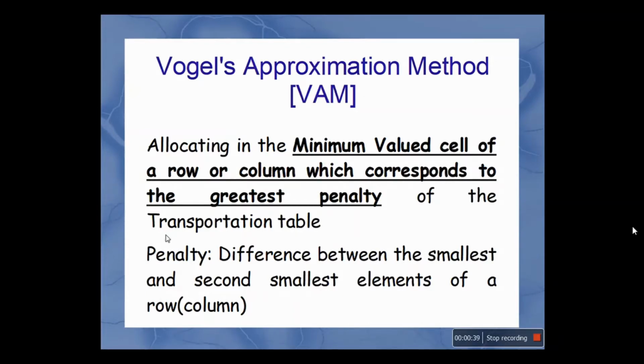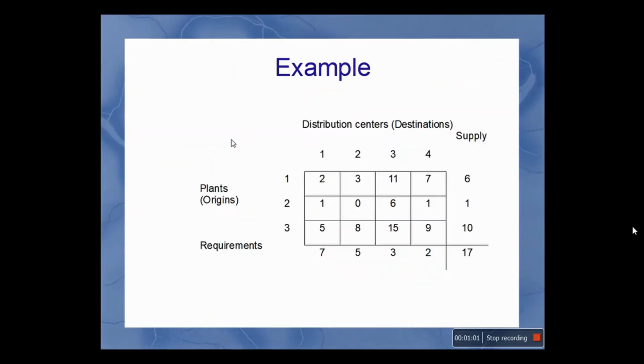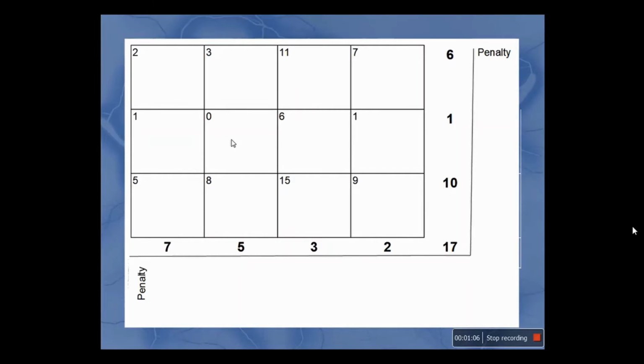Okay, so first of all we are going to find the penalty value. Using this penalty value we are going to identify a row or column of the transportation table to which we are going to make the allocation, and in that row or column we are going to identify the minimum valued cell. Okay, so that is called Vogel's approximation method. Here is our balanced transportation table. We have taken only the table. First of all we are going to find the penalty values of each row and column.